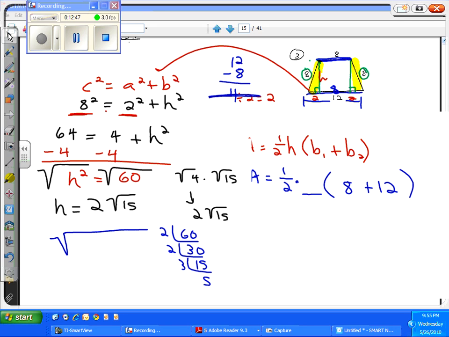We would rewrite it as the product of its primes. Circle pairs for square root. Make a new radical. From the set, 1 pops out. What didn't get circled goes back in. And then you multiply, and you get 2 square root 15. Either way, for height, we have 2 square root 15.